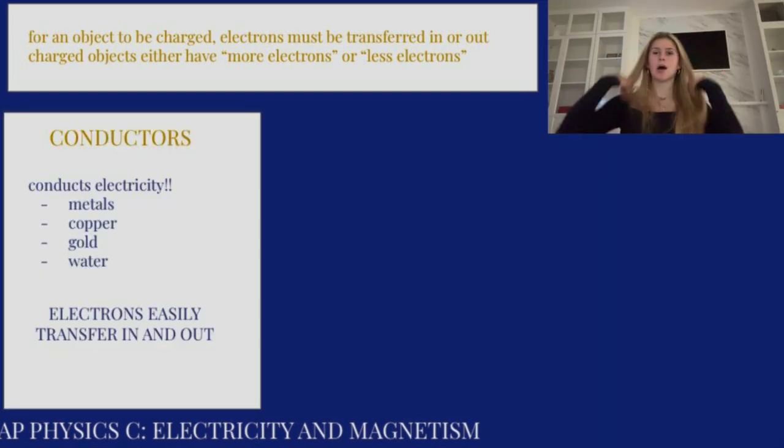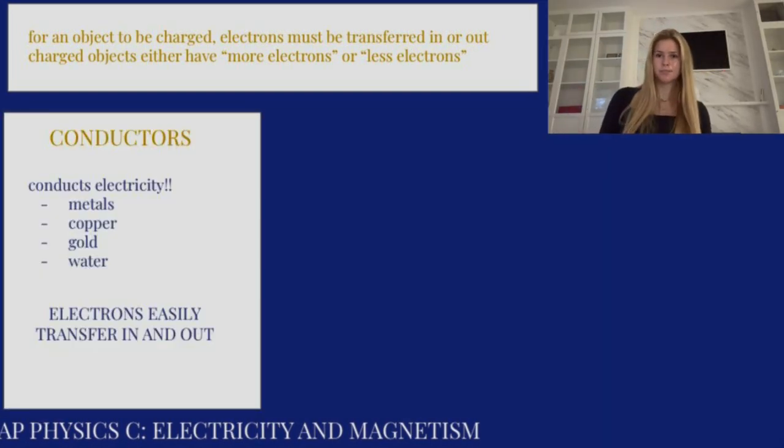So the first type of object that can be charged is a conductor. It's kind of in the name, but a conductor is an object that conducts electricity easily. This means electrons can transfer easily in and out and move throughout the object. Examples of this would be your metals like copper and gold. Many wires for electrical purposes are made of these metals. Also, water is a good conductor of electricity. You know how in the summer when there's a storm outside with lightning, they tell you, don't go in the water. This is because the electrons can easily transfer through water.